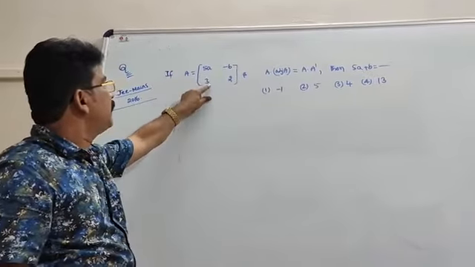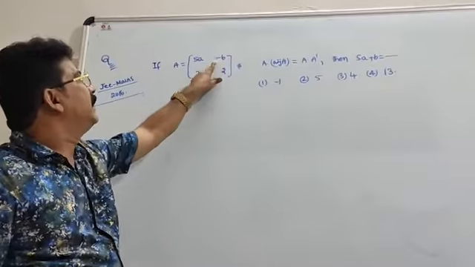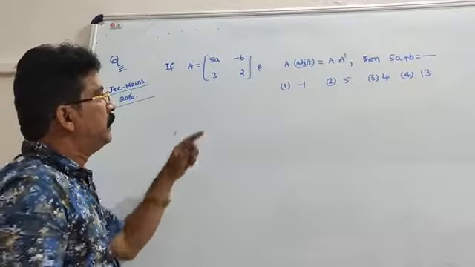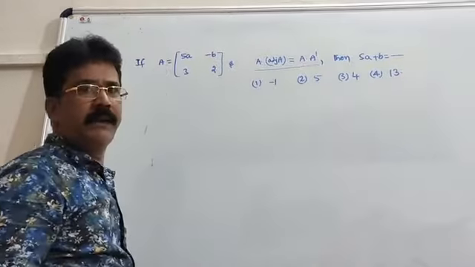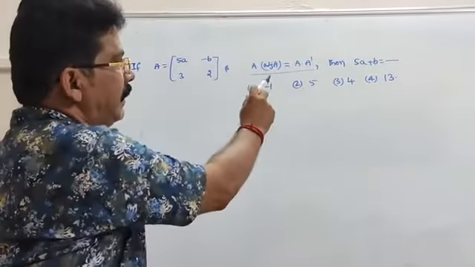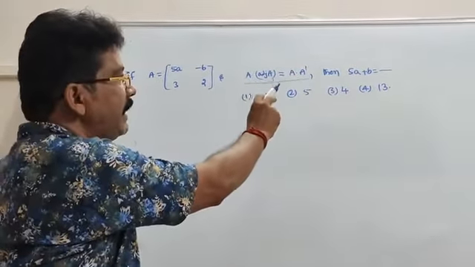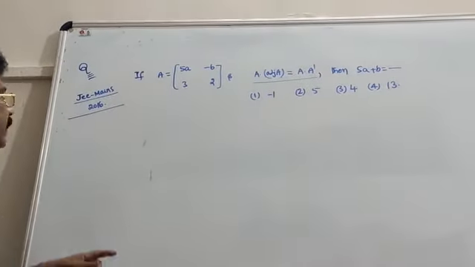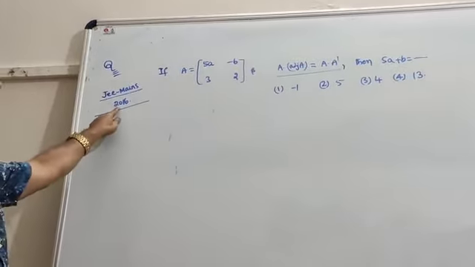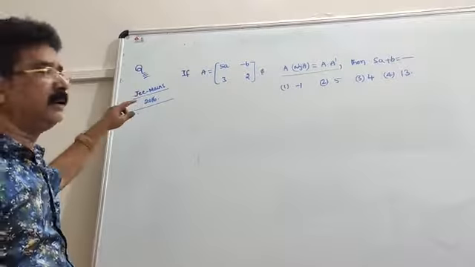A equal to matrix of 5A minus B, 3, 2. The condition is A into adjoint A equal to A into A transpose. Then find the value of 5A plus B. Options are given. It was given in JEE Mains 2016. Important question.